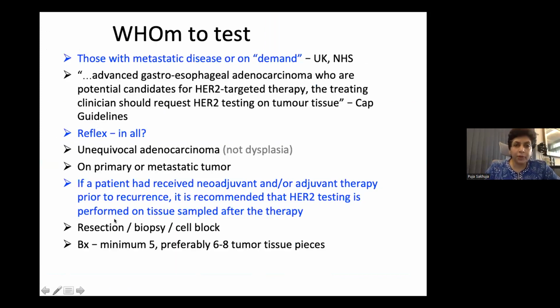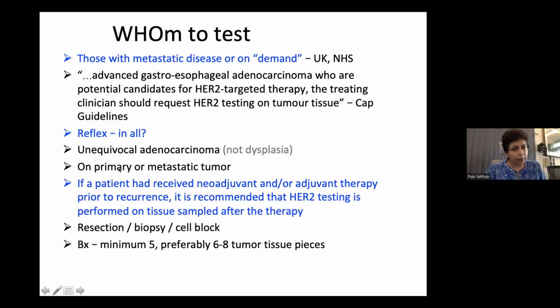So whom should be tested? Should it be reflex testing in all, or on demand, that is, when the clinician asks for it? Usually in advanced or metastatic cases, not in other cases. So this is a choice of the clinician or the institution to decide whether they want it on demand or reflex. Definitely only in unequivocal adenocarcinoma, not in dysplasia.